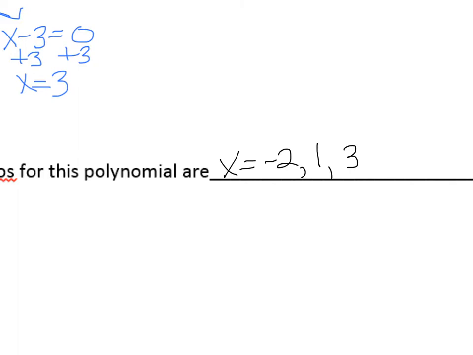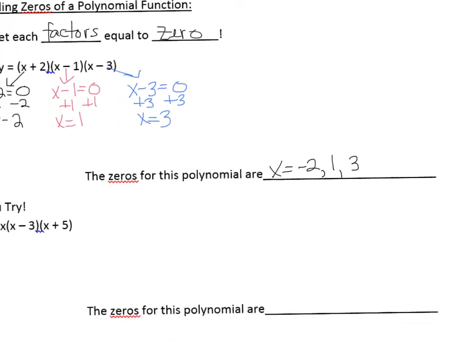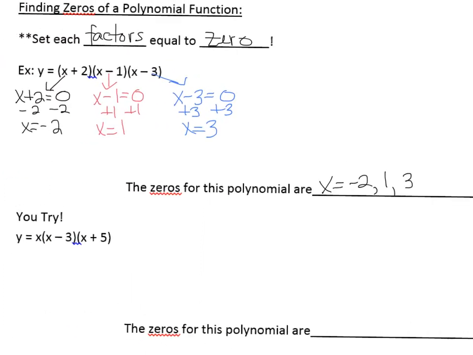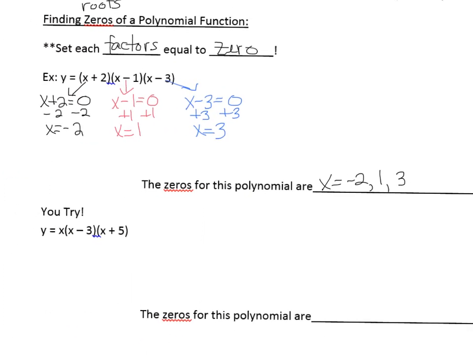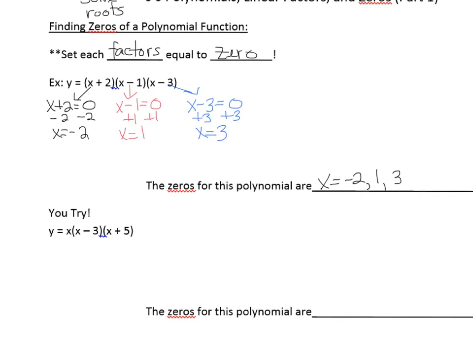And those are your three answers. So for this polynomial, that means that's where it would cross the x-axis at those 3 points. Negative 2, 1, and 3. So now you're going to go ahead and try the next one. So take a moment, and when you check with your neighbor, when you're done, compare answers and then unpause this to make sure you got it correct.